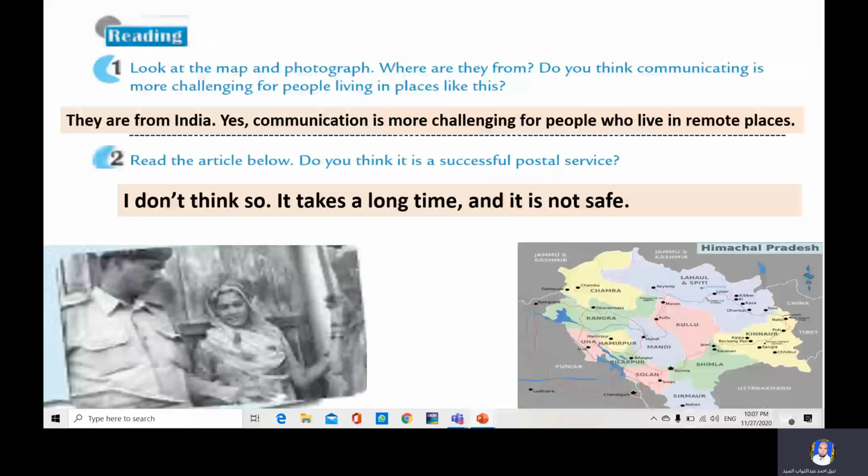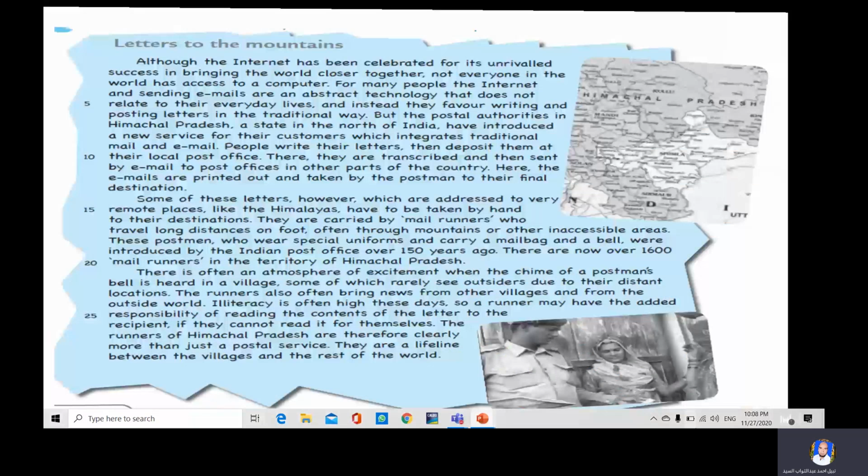Do you think it's a successful postal service? I don't think so, because it takes a long time and it's not safe, because these people are running or walking in dangerous places. They are climbing mountains to deliver posts to people who do not read and write. Now, I'll give you 4 minutes to read this article and answer the next questions.